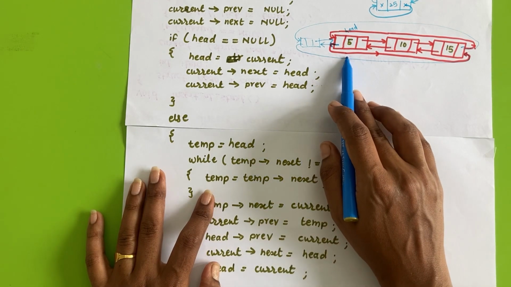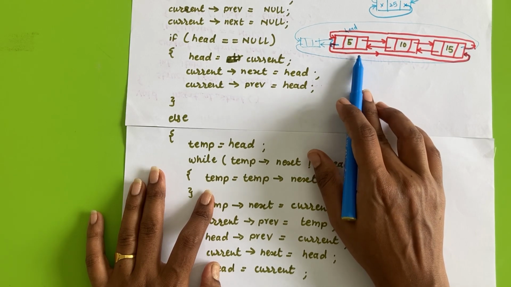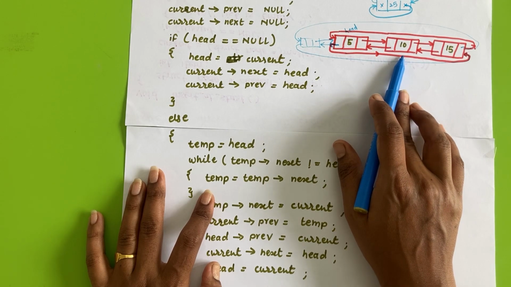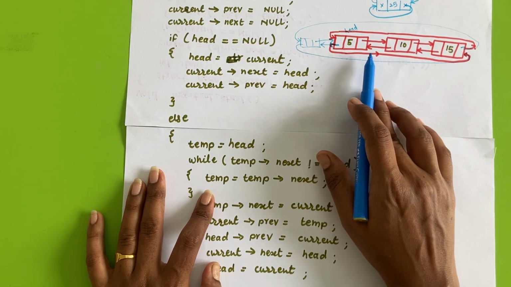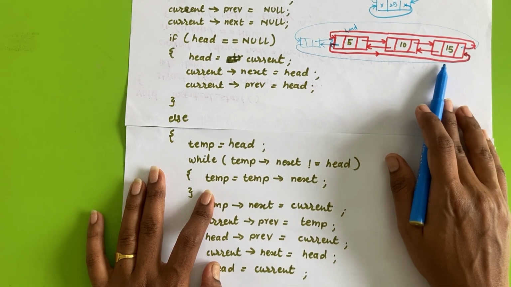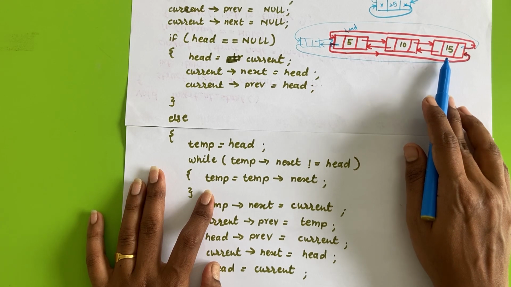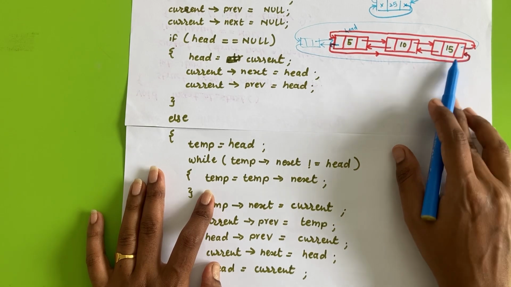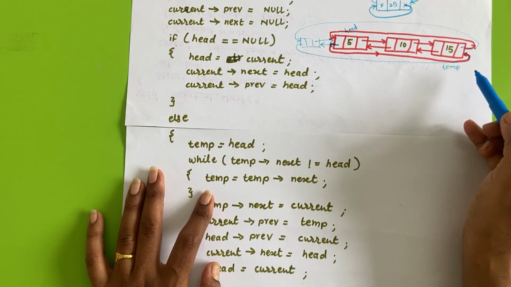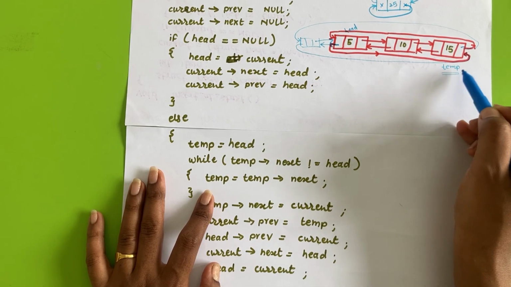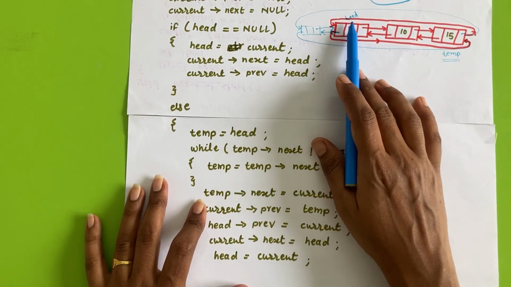Okay, so first time temp will be here. Its next is not head, so again it will update temp. So again here we don't have temp tends to next equal to head, so again it will update to the next node. So now again here it will check whether the next of temp is pointing to head. So this is pointing to head, so now our temp node will be this last node. Okay, so now we have got the value of our temp node. Okay, so now we have got the last node. We have the head node also.